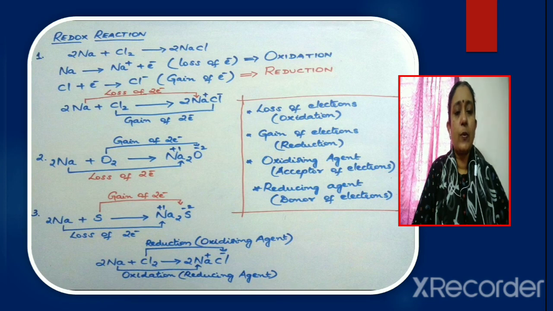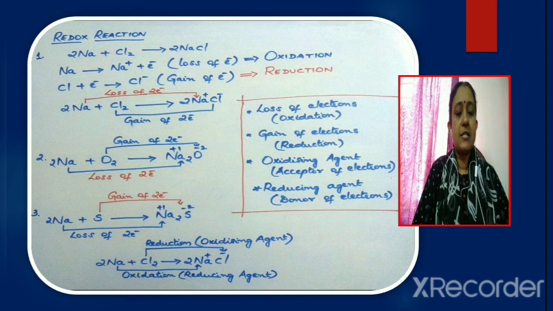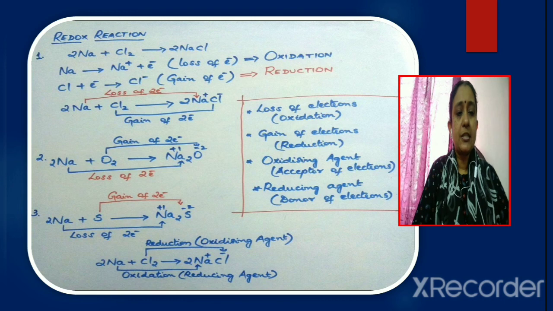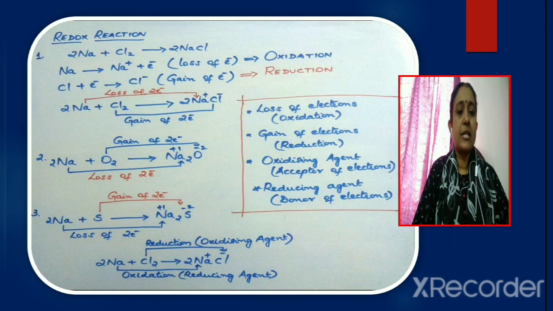Now consider the equation 2Na plus Cl2 gives 2NaCl. This is the balanced equation. So 2Na changing to 2Na+. We can see that there is loss of 2 electrons. Now consider the change Cl2 giving 2Cl minus. There is gain of 2 electrons. So this reaction involves both loss of electrons and gain of electrons. Therefore this reaction can be considered as a redox reaction.